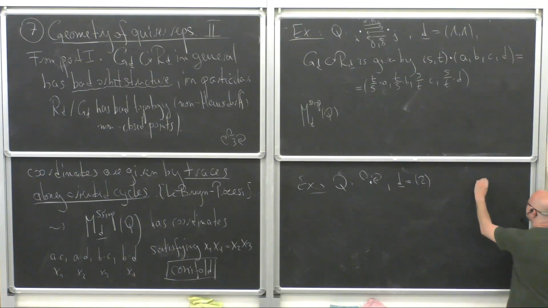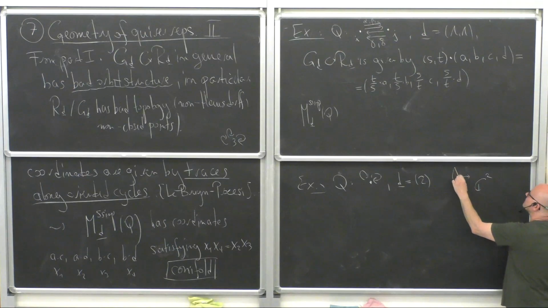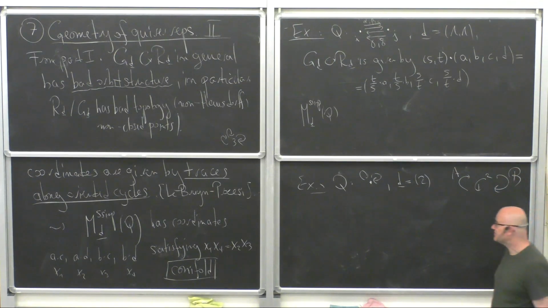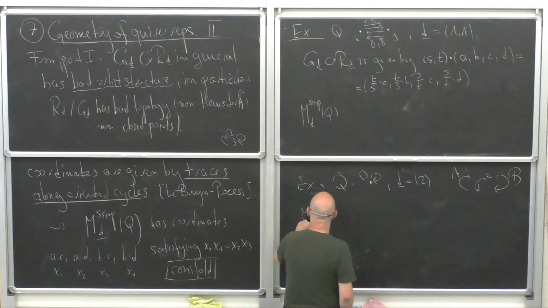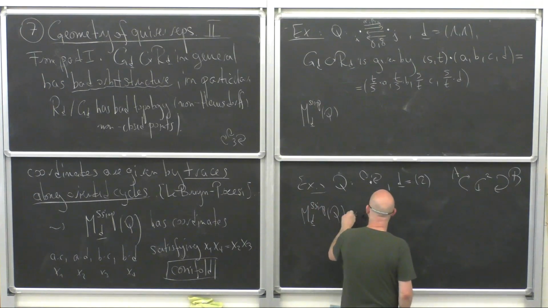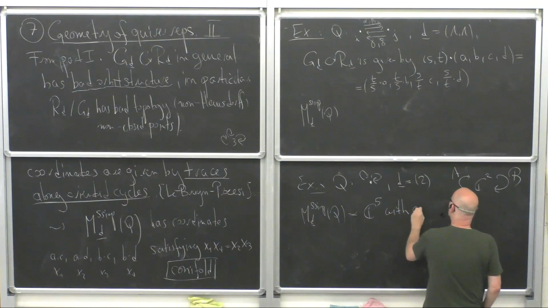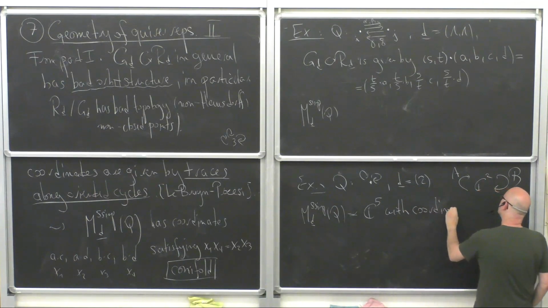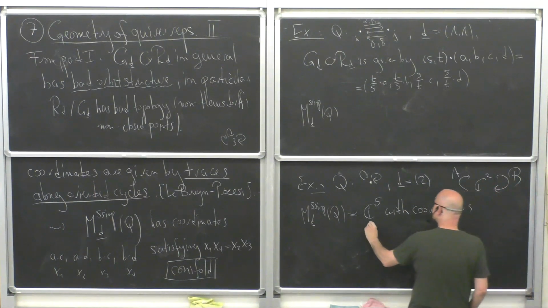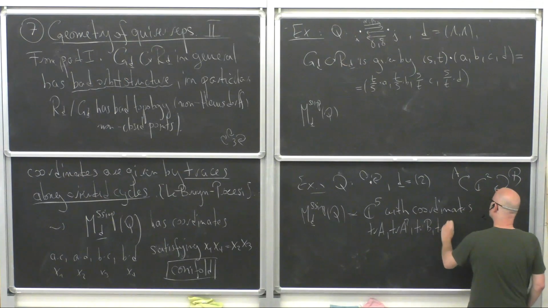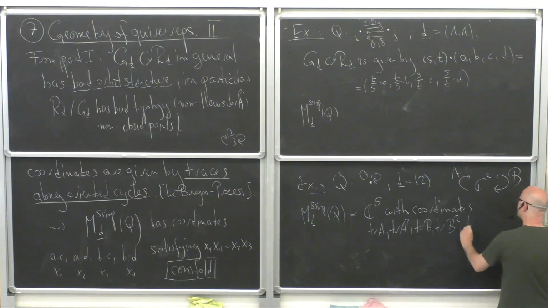So a representation looks like pairs of 2 by 2 matrices. And it's very interesting to see that this moduli space is isomorphic to a 5-dimensional space with coordinates, the following 5 traces along cycles: trace A, trace A squared, trace B, trace B squared, and trace A times B.